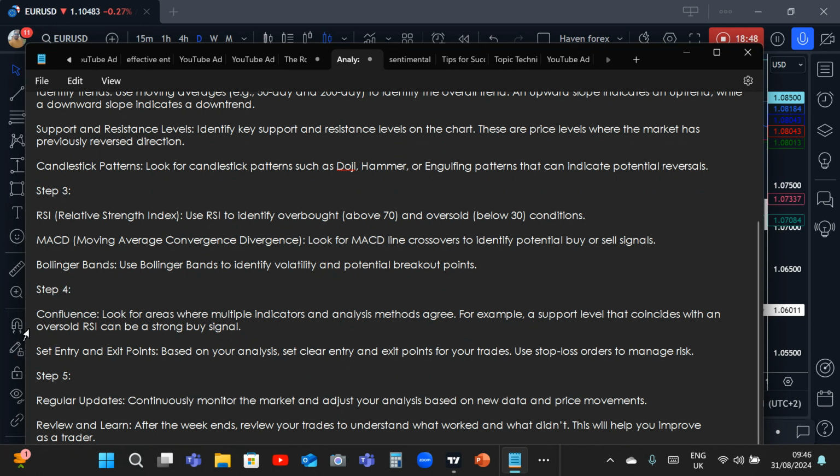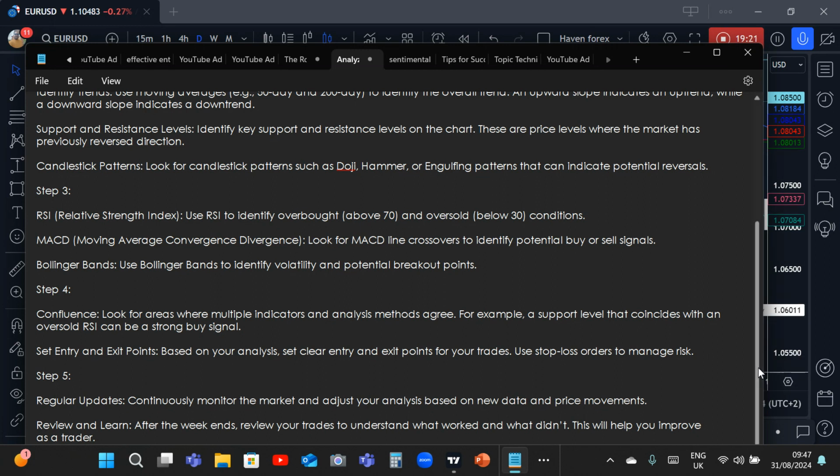Then step four is confluence. Look for areas where multiple indicators and analysis methods agree. For example, a support level that coincides with an oversold RSI can be a strong buy signal. Like I said, looking for confluences is very important. Then after you have done that, set entry and exit points. Based on your analysis, set clear entry and exit points for your trades. Use stop loss orders to manage risk.